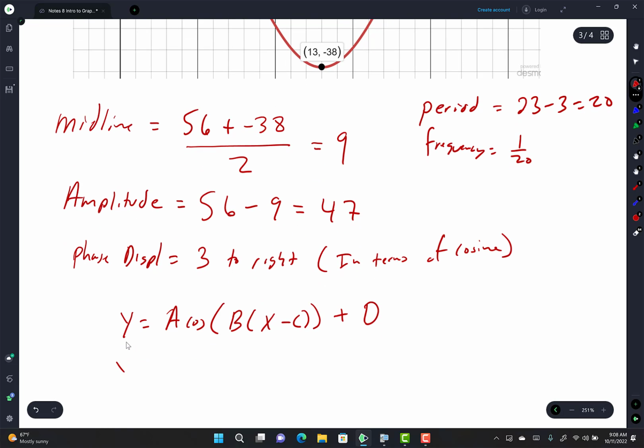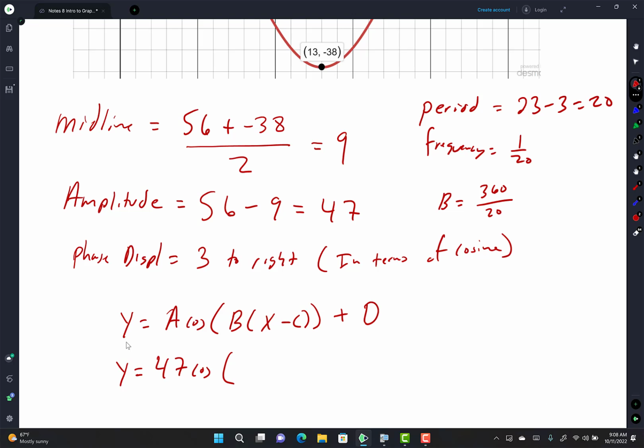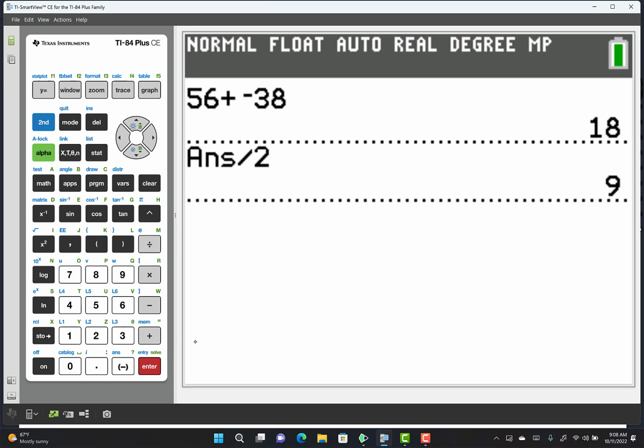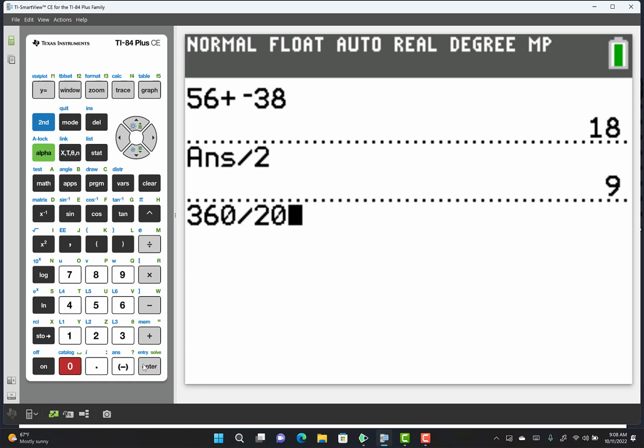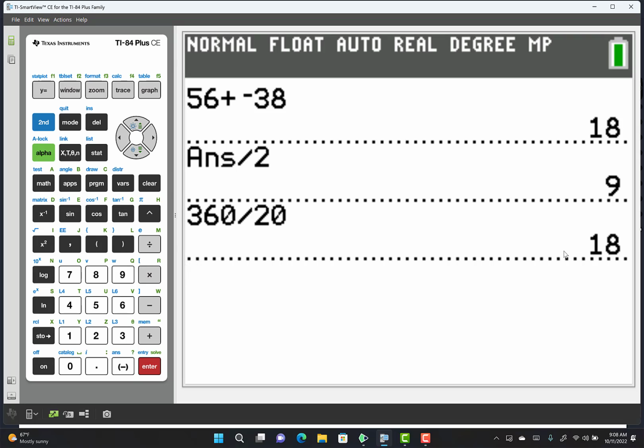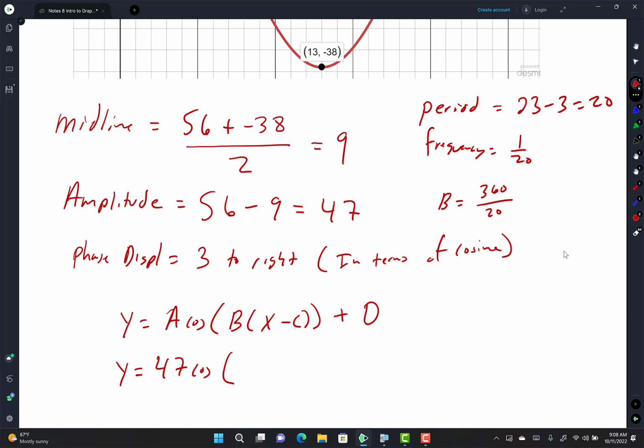So here's my equation. Y equals, what was my amplitude? 47. Cosine, open parenthesis. I haven't calculated the B yet, so go to the side. B equals, how did I calculate the B? 360 divided by period. The period was 20, so I take my calculator, and I'm going to go 360 over 20, and hopefully it gives me a nice little number. It does, 18.